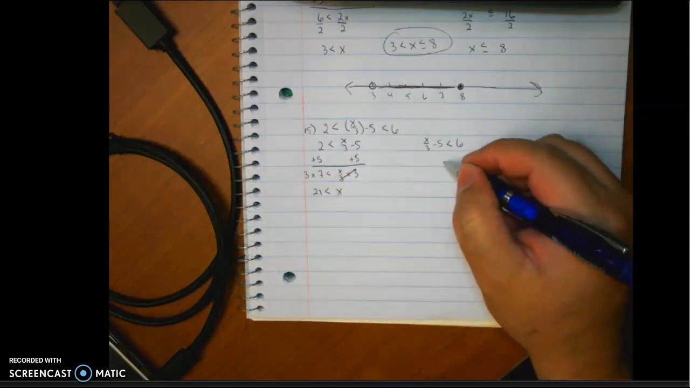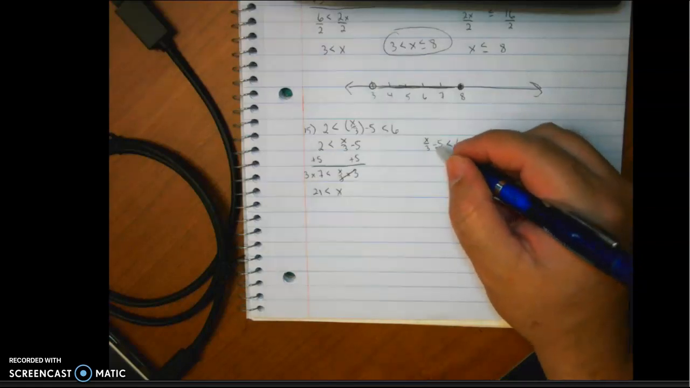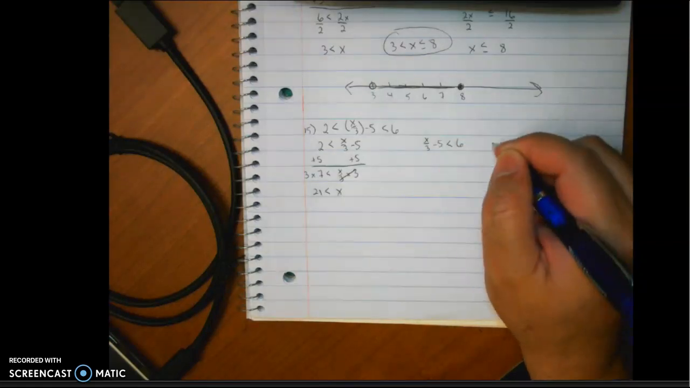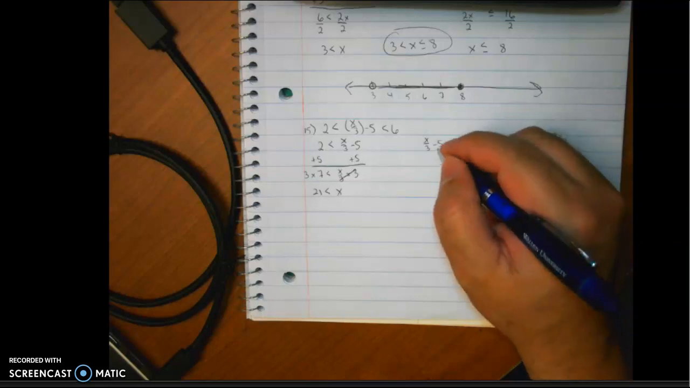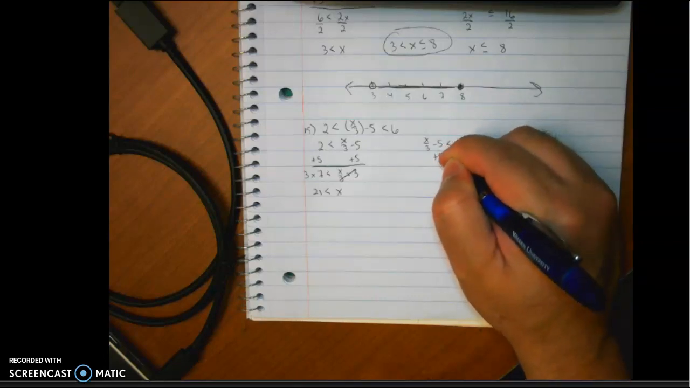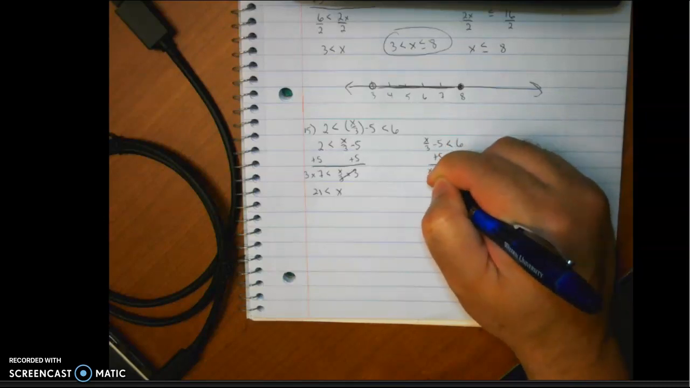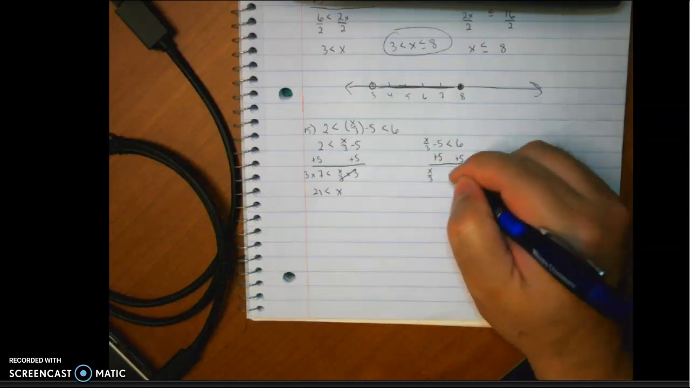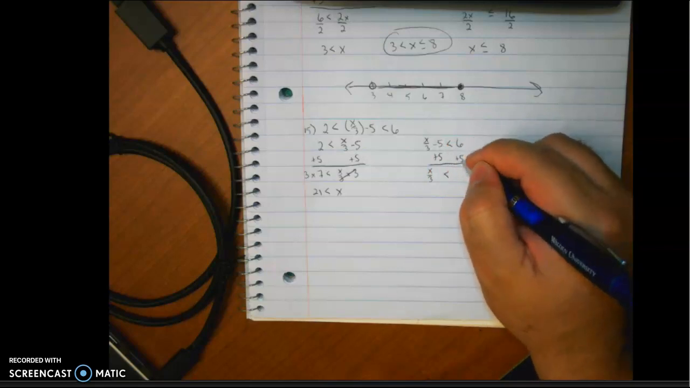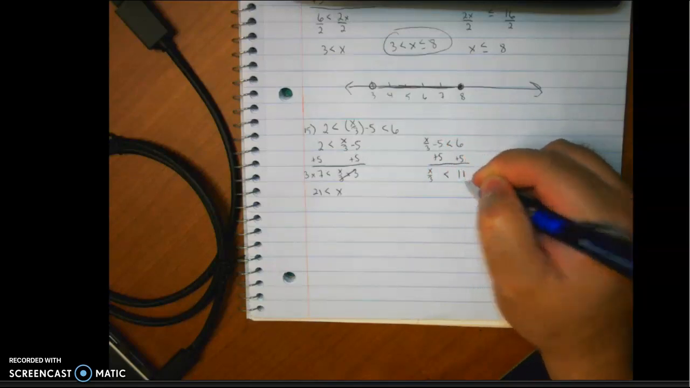Now we come over here to this side, and we've got to do much the same. We've got to get the numbers on one side, the x on the other. So we have a negative 5, so we add 5 to both sides. And we have x divided by 3. 5's cancel out, is less than 6 plus 5 is 11.